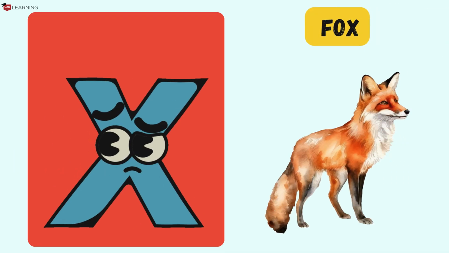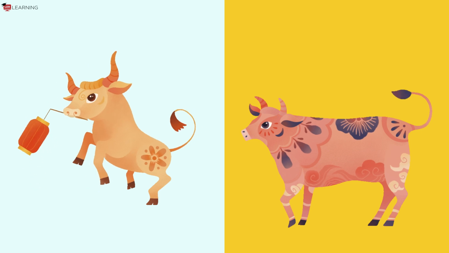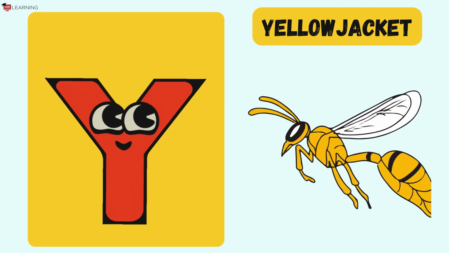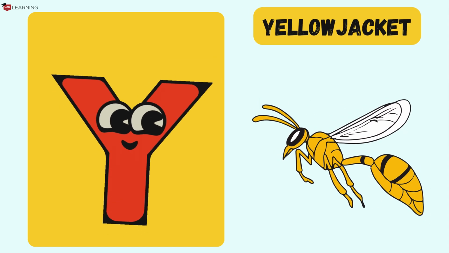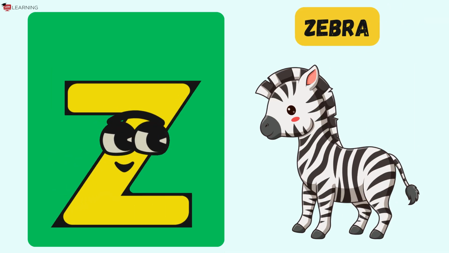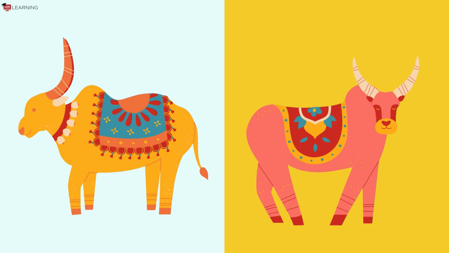X is for fox, ox. Y is for yak, yellow jacket. Z is for zebra, zebu.